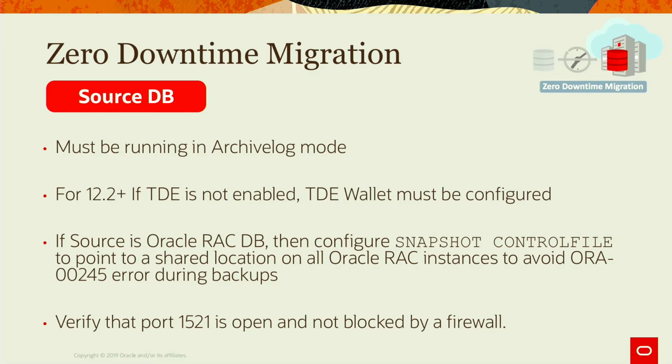Now, the 1521 port has to be open and not blocked by a firewall. And of course, if you're using RAC, then a snapshot control file should be configured to a shared location on all RAC instances. Otherwise, you're going to have an error during the backup process.